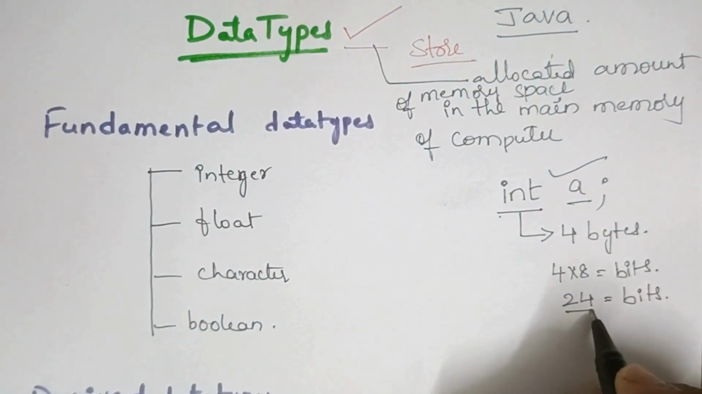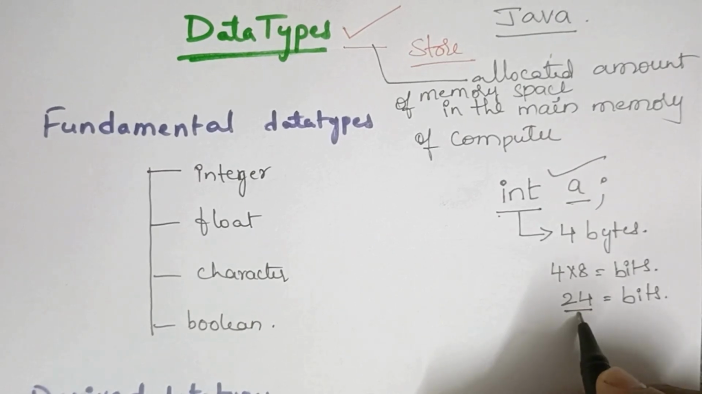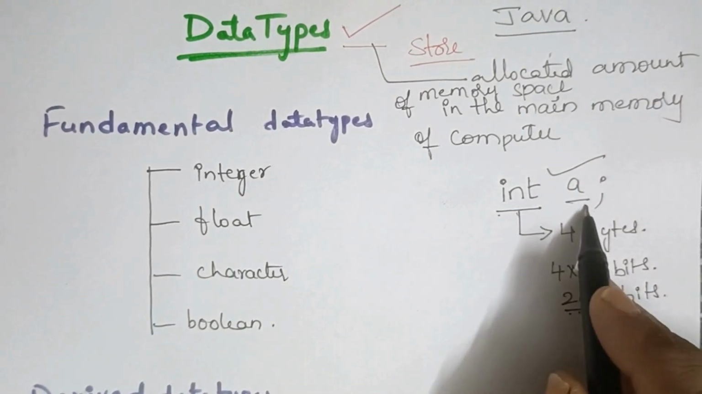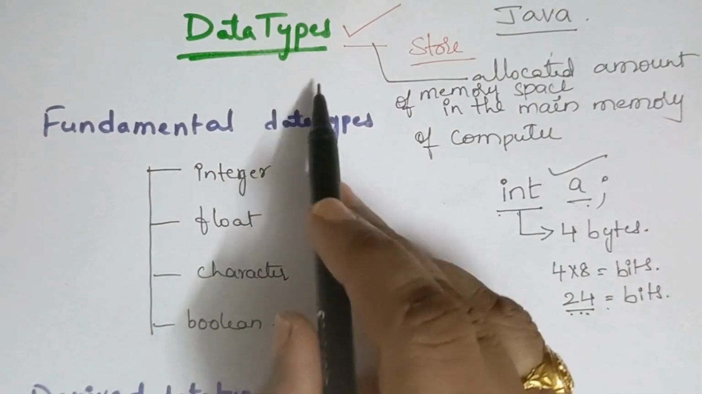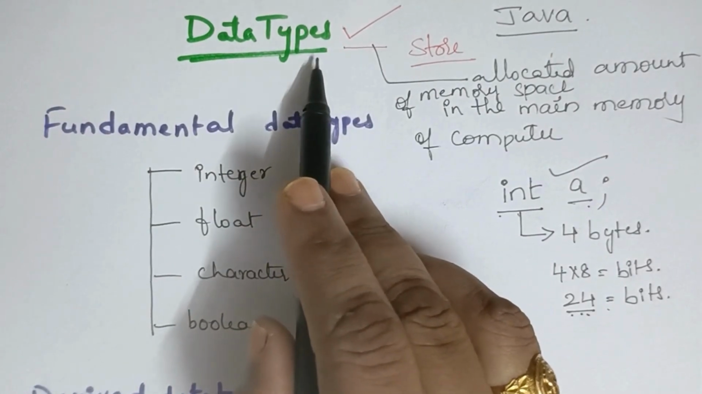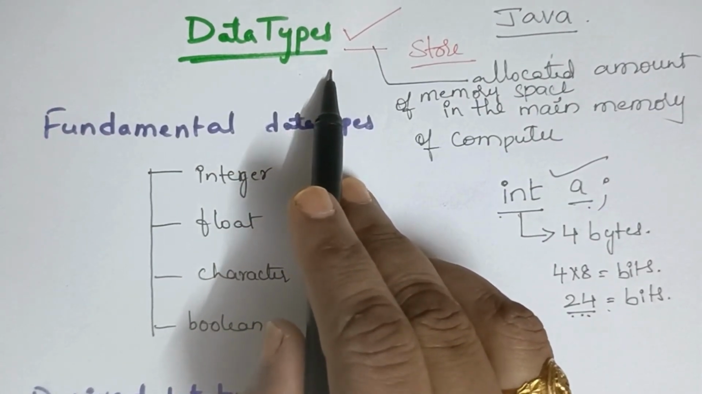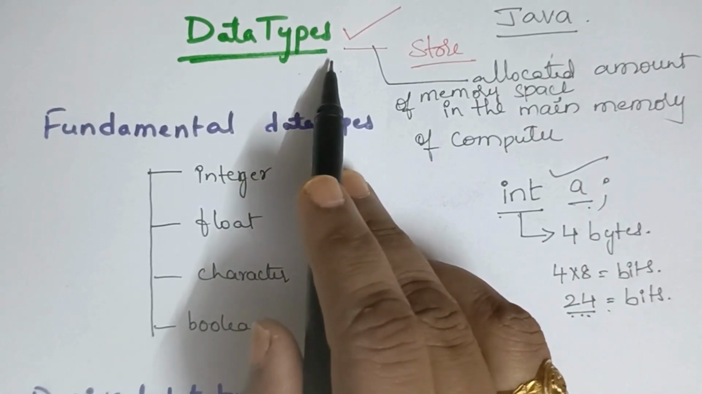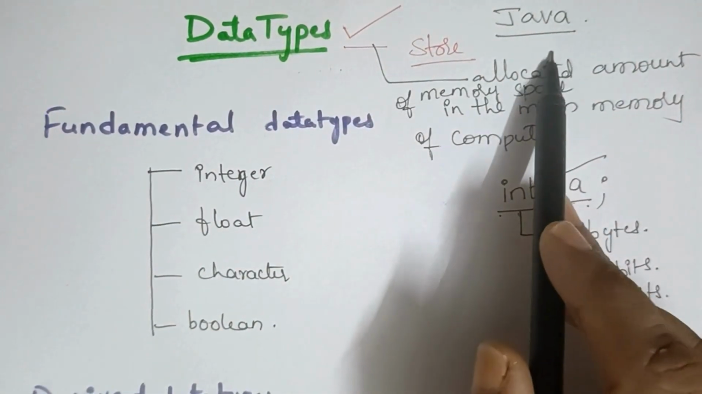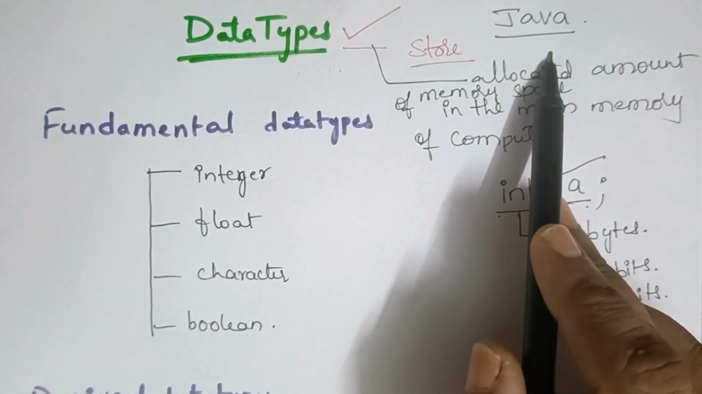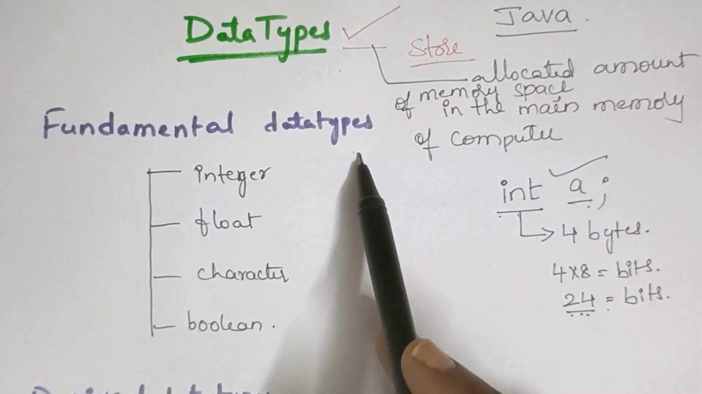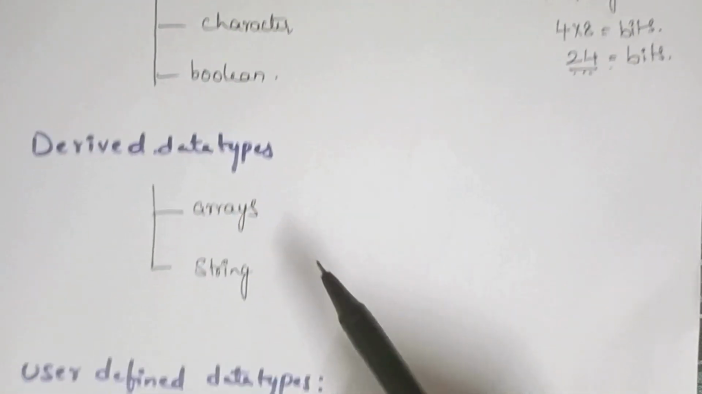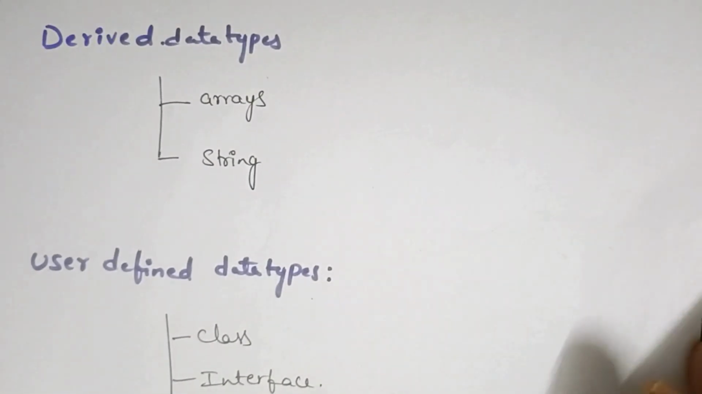In 32 bits of memory space, how much value can we store? Only that much can be stored in an int variable. So the main purpose of data types is allocating a sufficient amount of memory space in the main memory of the computer. In any language, whether C, C++ or Java, we have 3 categories of data types. The first is fundamental data types, the second is derived data types, and the third is user defined data types.